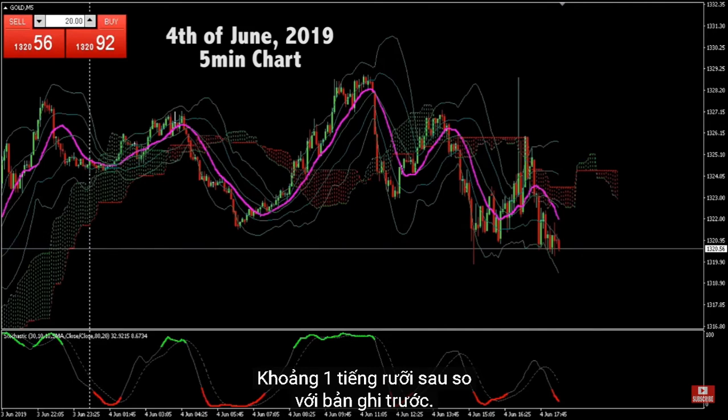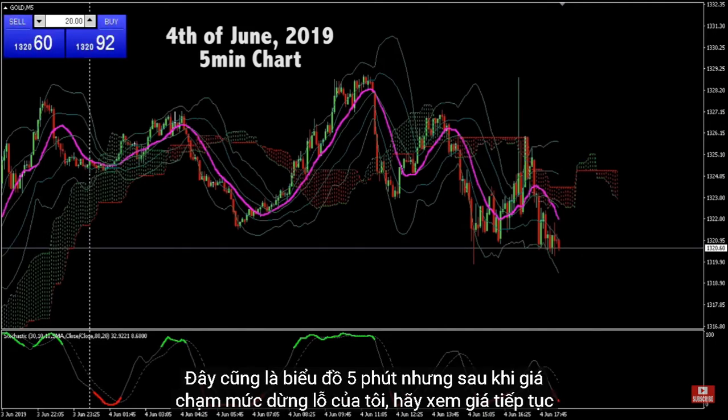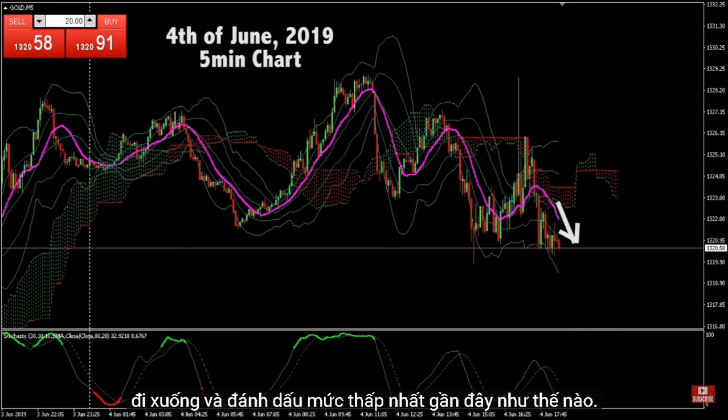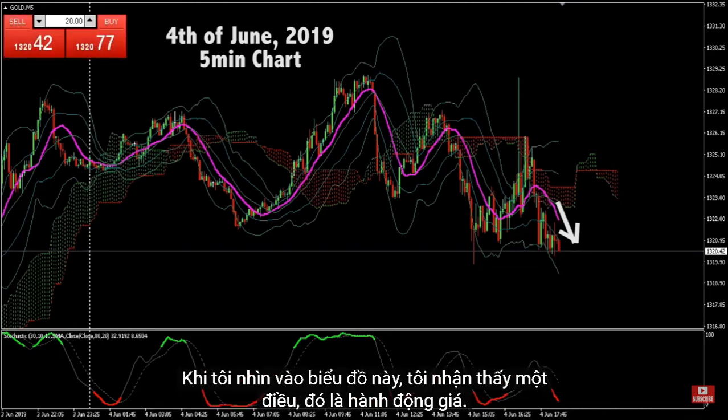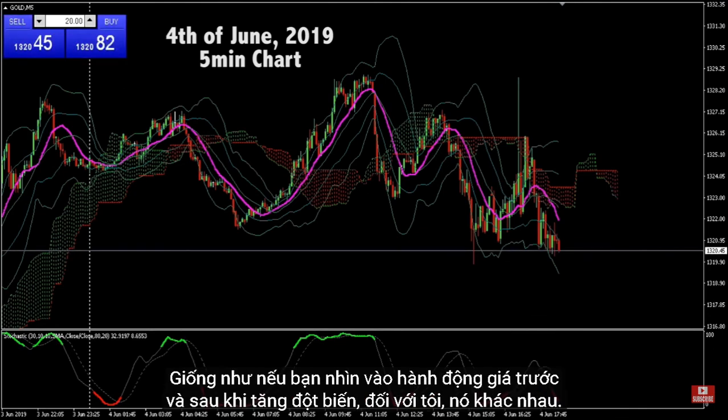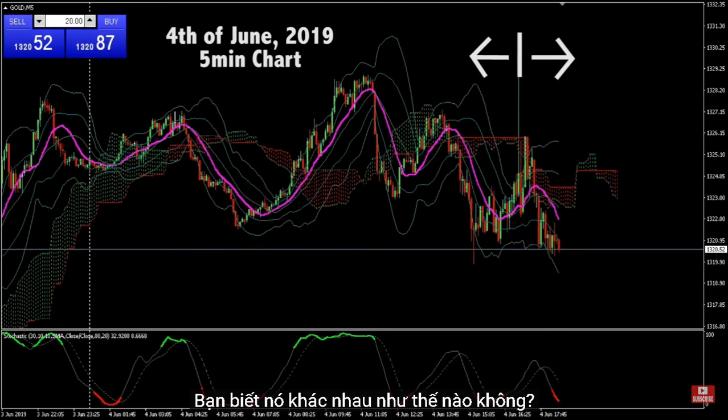It's about 1.5 hours later from the previous recording. This is also a 5-minute chart, but after the price hit my stop loss, look how the price kept going down and marked the recent lowest now. When I look at this chart, I notice one thing, it's the price action. If you look at the price action before and after the spike, to me, it's different. You know how it's different?